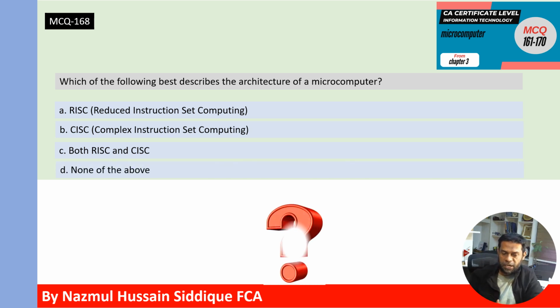Which one is the correct option? We have to find out the option which best describes the architecture of a microcomputer. The correct answer is C. Both RISC and CISC describe the architecture of a microcomputer best.